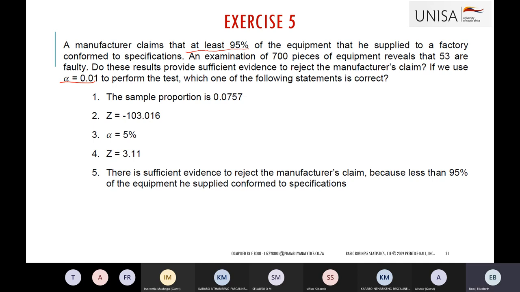Okay, let's start at the top. The manufacturer wants to claim at least 95%. Therefore, it means this will be greater than or equal to 0.95 of the equipment that he supplied to the factory which conforms to the specification. Of 700 pieces of equipment, 53 are faulty, and we are also given the alpha of 0.01.